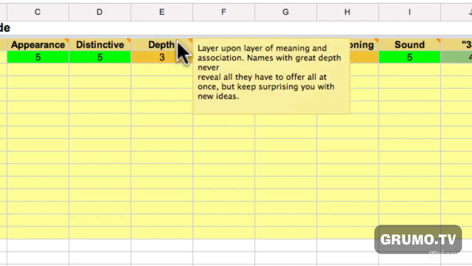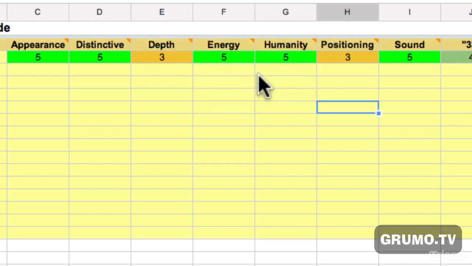Depth: layer upon layer of meaning and association. Names with great depth never reveal all they have to offer all at once, but keep surprising you with new ideas. Some of the best brands in the world are Apple and Virgin, for example. Apple is not about apples, but the things that come to your mind when you think of an apple: something healthy, something that comes from the beginning. Remember Eve in the Garden of Eden? She did something wrong with that apple, right? Anyways, there are many things you associate with an apple that are mostly positive, and these add layers to a name. It's not something very obvious. The same goes for Virgin. Wow, Virgin. It can be applied to sex. It can apply to something that's never been used before. Finding depth in a name is important.